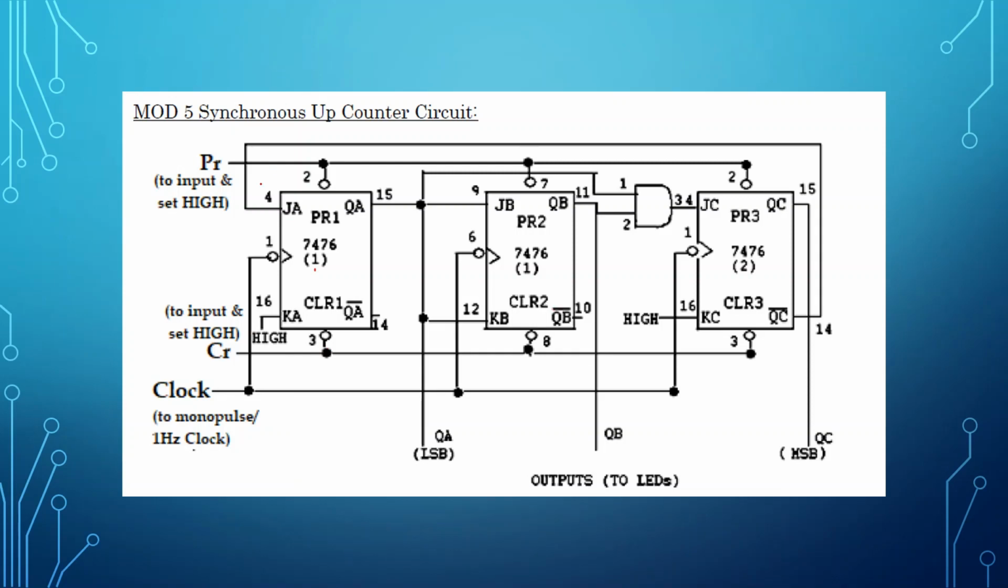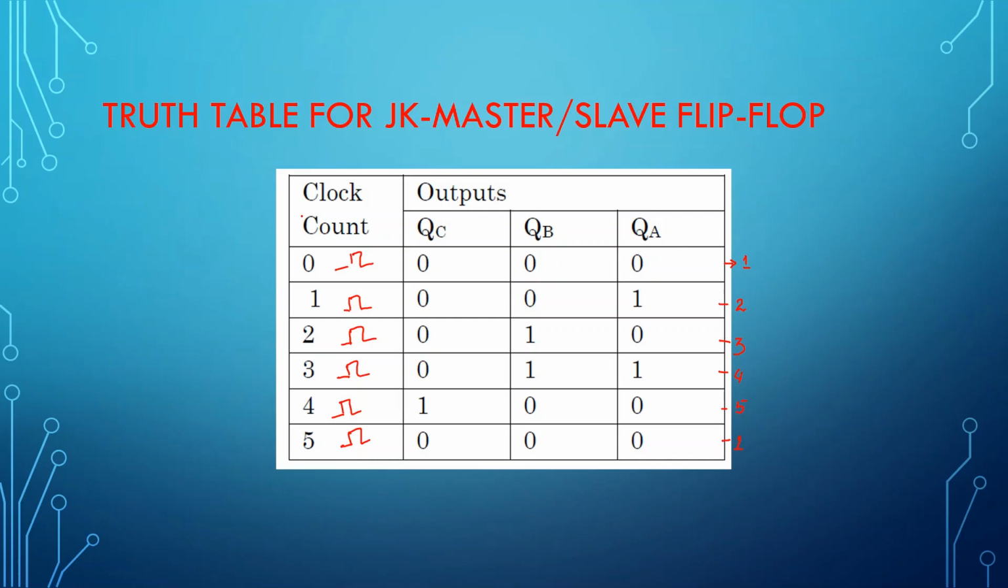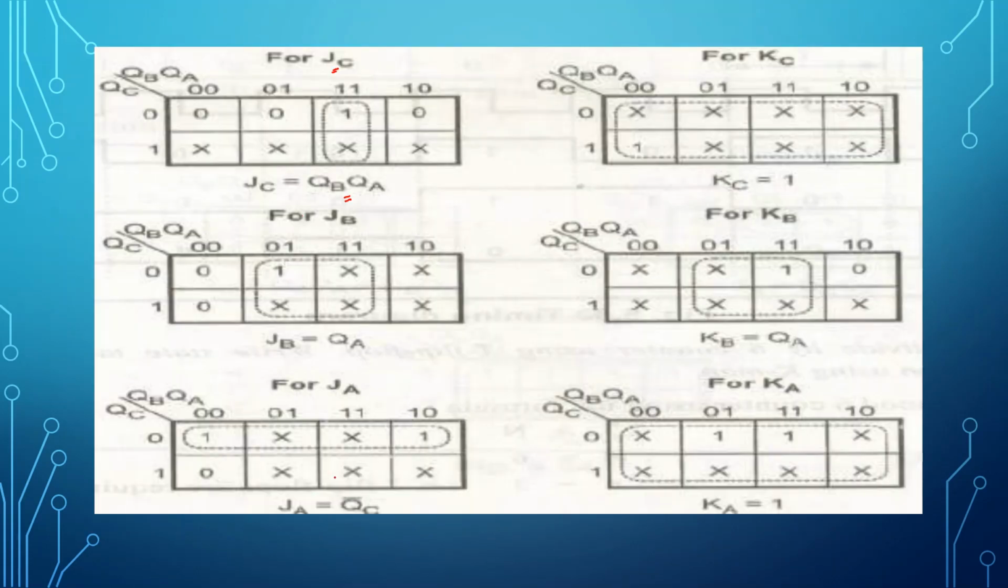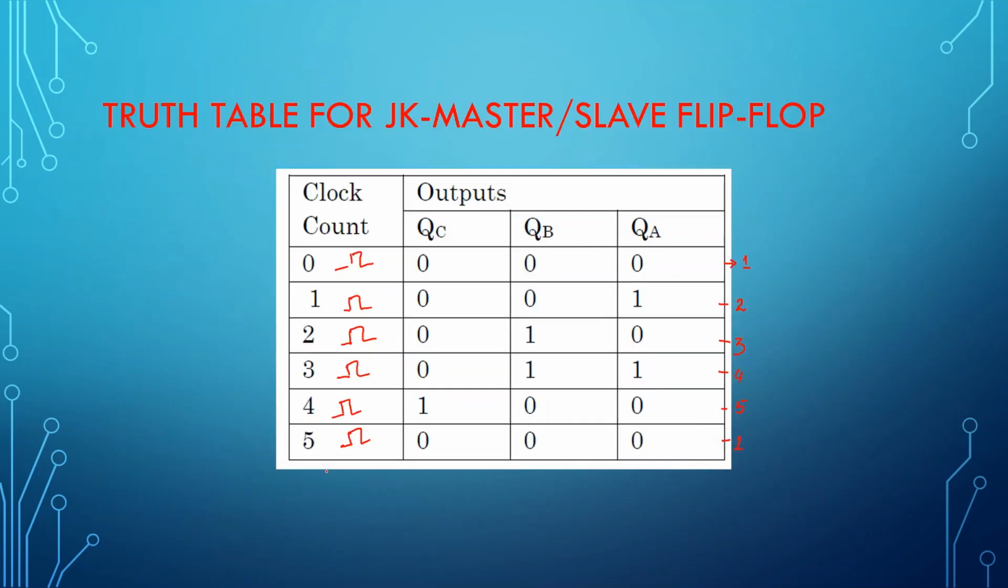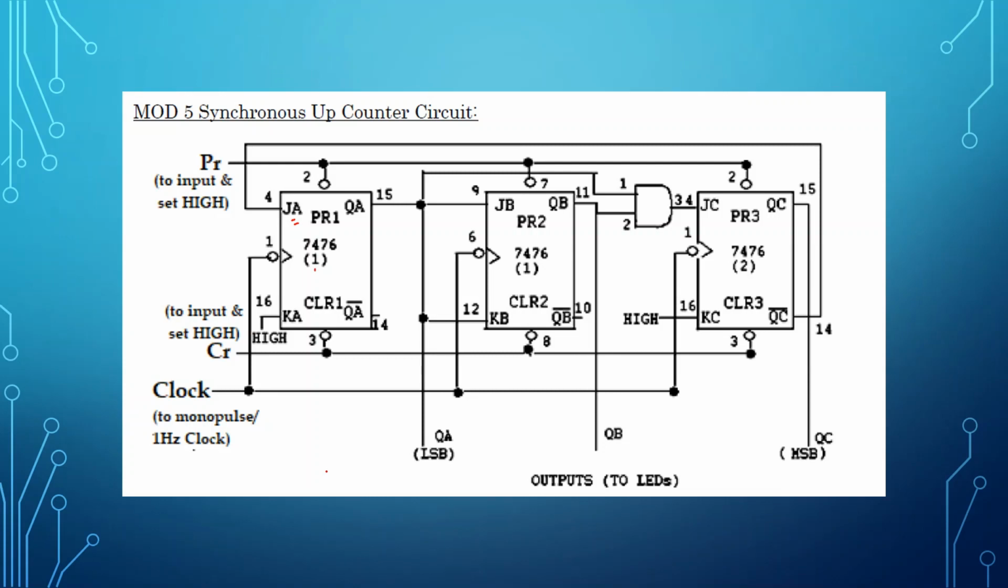Let's see what is JA. What is the formula for JA I have obtained? Let me go back and see. JA is given by QC bar. Let me write it down here. So this is A, this is B and this is C. So JA is QC bar. You can take the inverted output of the third flip-flop and connect it to the JA input.